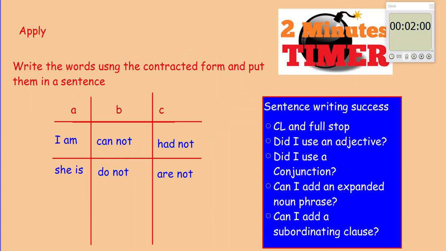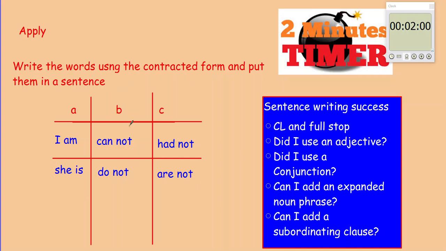Okay, moving on. So just for the last 2 minutes, you are going to write 2 sentences for me. I want you to write the sentences in the contracted form. So you're going to put these words together and you are going to put the apostrophe in the correct place. Group A, you are going to write a sentence with the contracted form of I am. You are also going to write a sentence with the contracted form of she is.